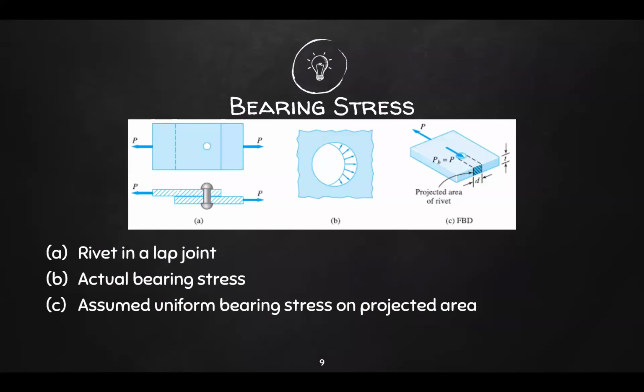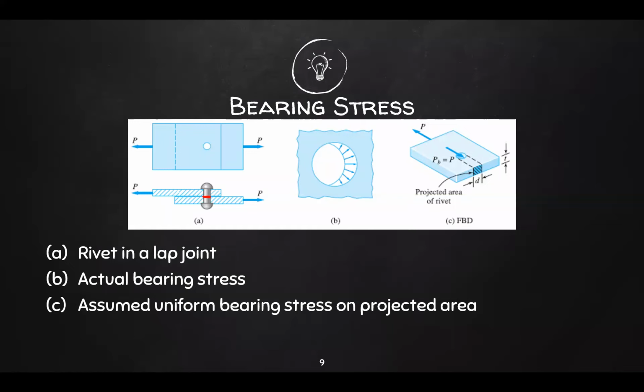Another example again is your rivet. Example A is a rivet in your lap joint. In part B, it shows the actual bearing stress diagram, and in part C, it shows the assumed uniform bearing stress on projected area. Let's talk about part A first. We already know from previous slides that this force P on either side, in opposite directions, creates a shear force here. But once again, another stress that it creates is bearing stress.